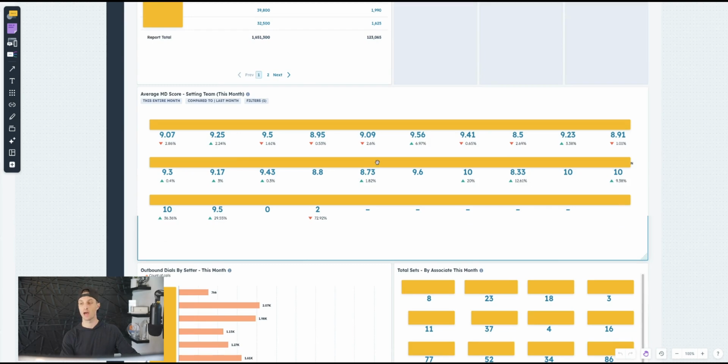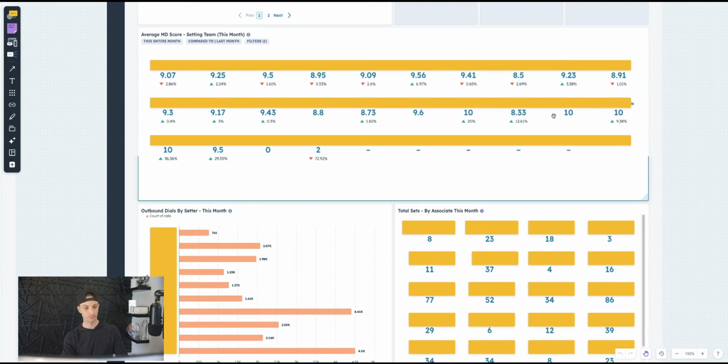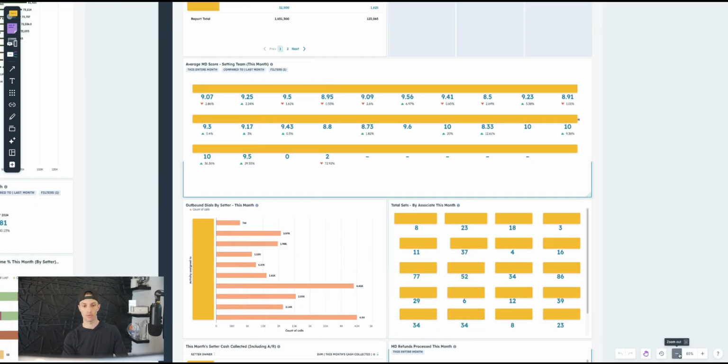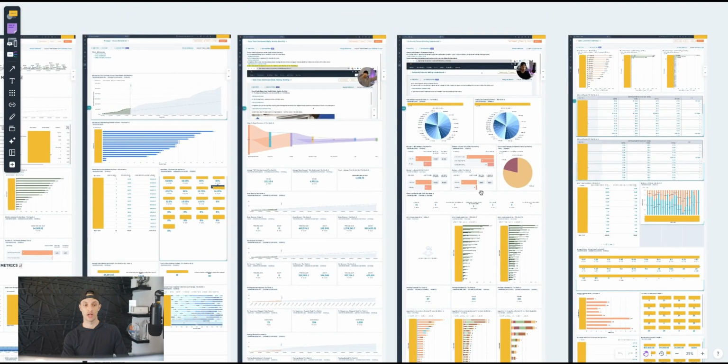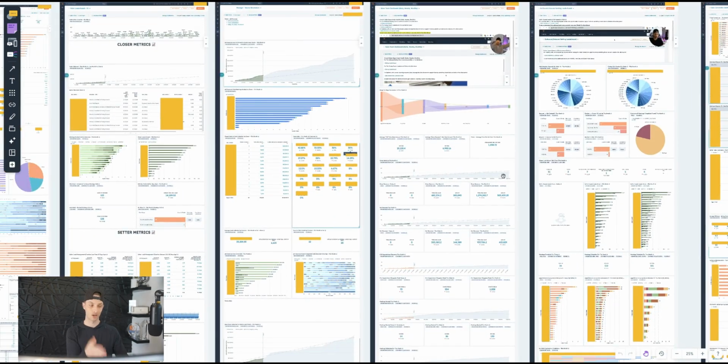Down below, we have the setters, okay, average booking score. Okay, so whenever a setter books a call, the closer always sets a score based on how well the call came in. They showed up on time, they were prepped, it was a great candidate, they fit our ICP, right? They get average scores so we can track how well our setters are actually setting appointments, and so on and so forth, okay? So you can absolutely do some very, very awesome things directly inside HubSpot, okay?